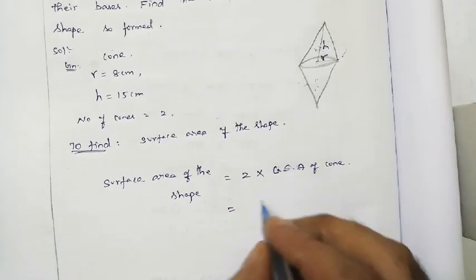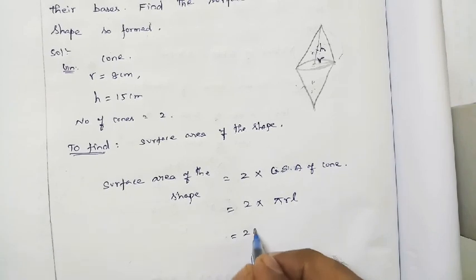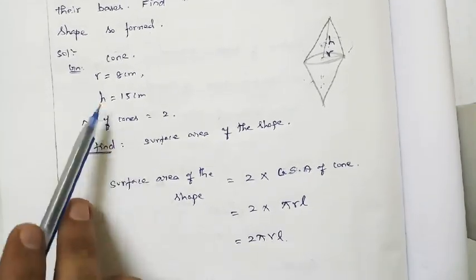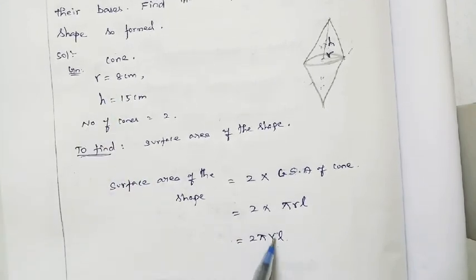Sorry, pi r l, right? 2 into pi r l. This is nothing but 2 pi r l. So we have the radius, right? The value of pi we know, the radius we know, but we don't know the value of L. We don't know the slant height.